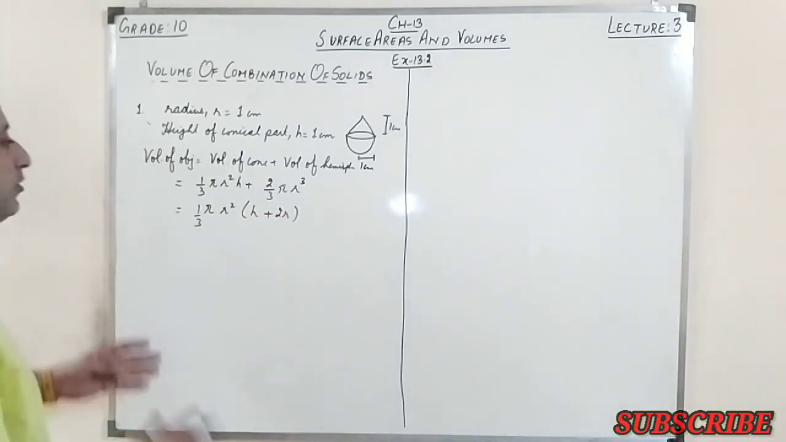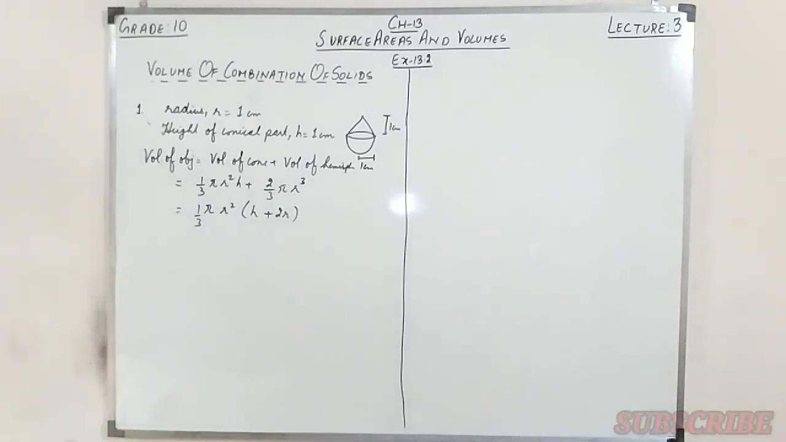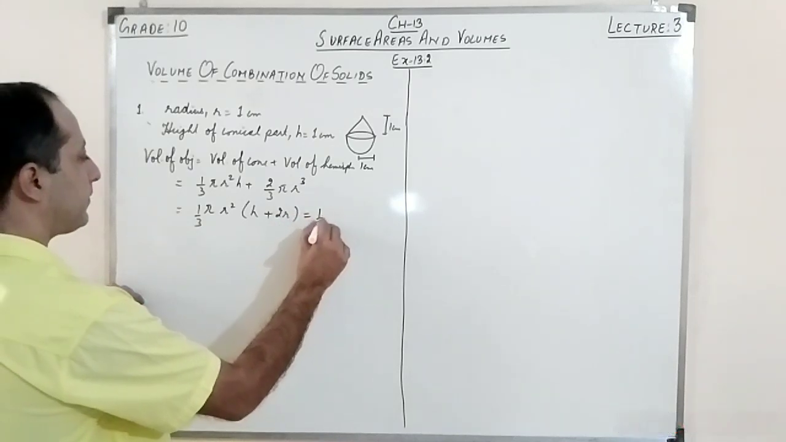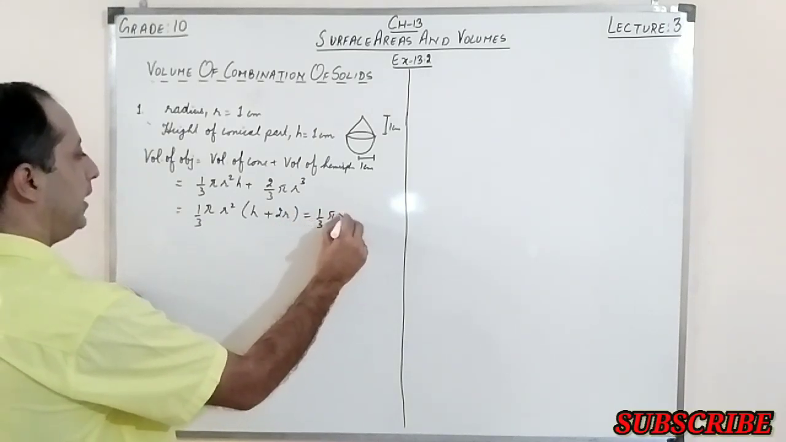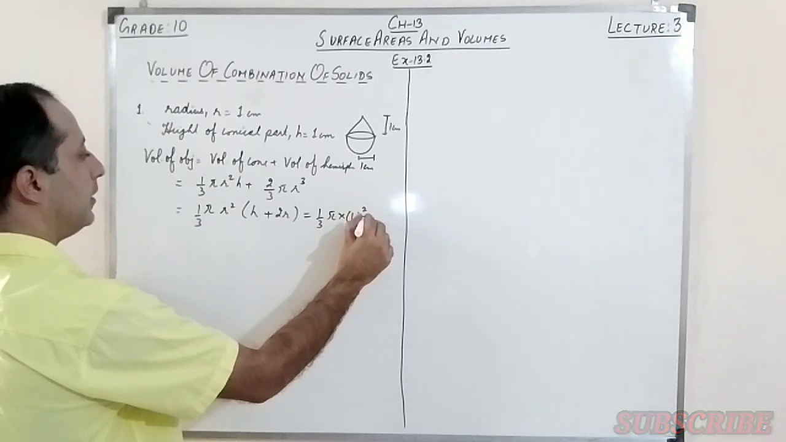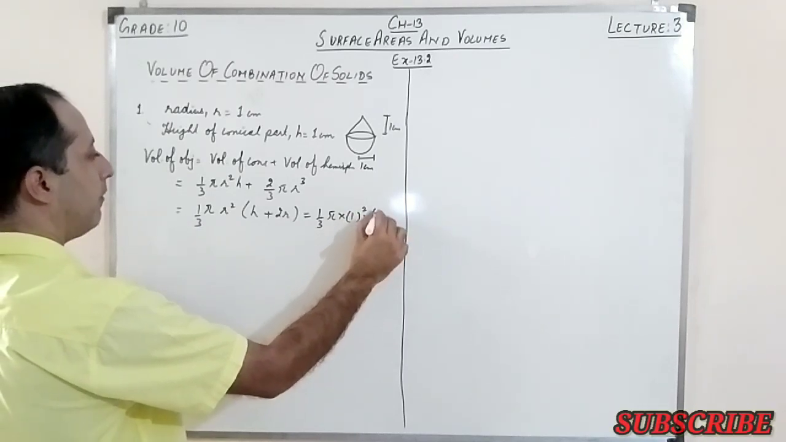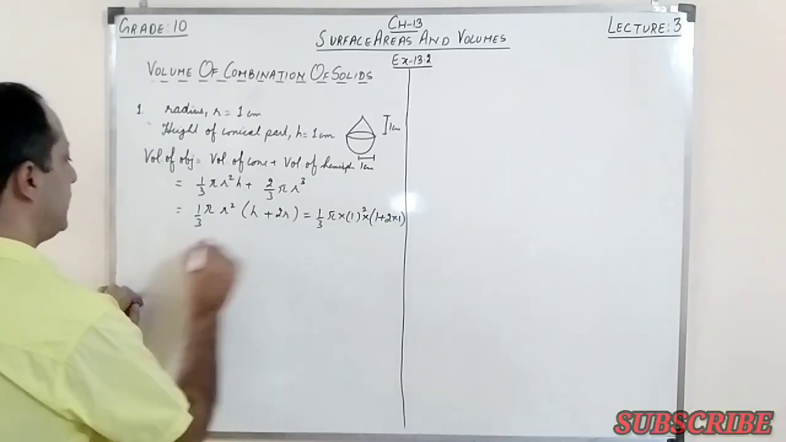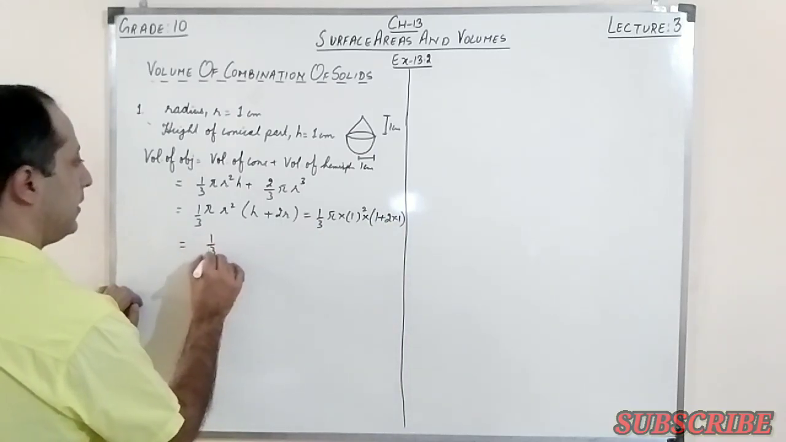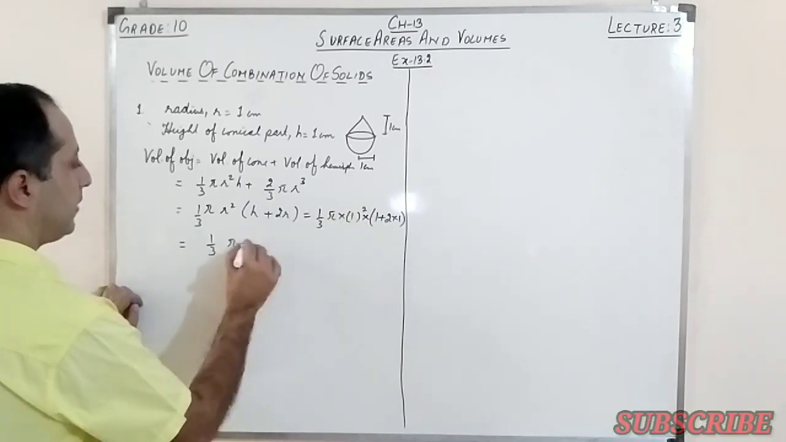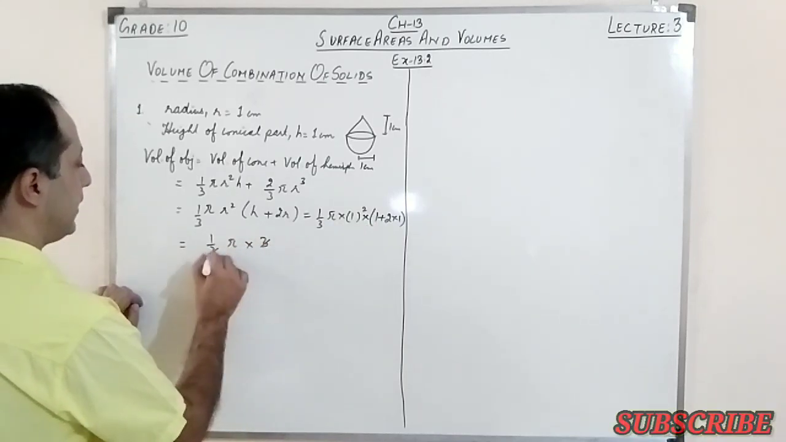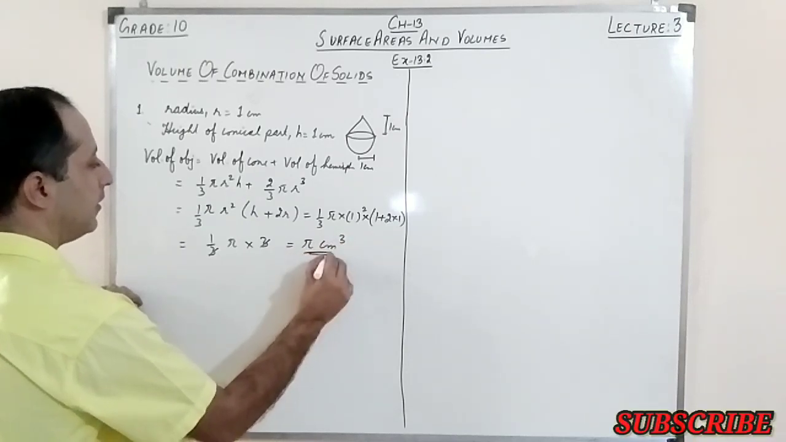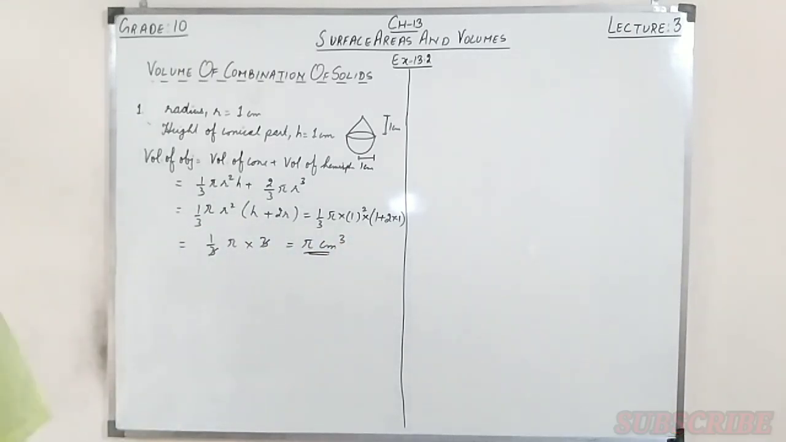When I substitute the values, we don't have to substitute the value of pi, only the values of r and h. So that is equal to 1 by 3 pi into 1 square, inside the bracket 1 plus 2 multiplied by 1. So 1 square is 1 only, so this is 1 by 3 pi, and inside the bracket we have 3. So this 3 cancels. So the answer is pi centimeter cube. Right, so this was the first question.